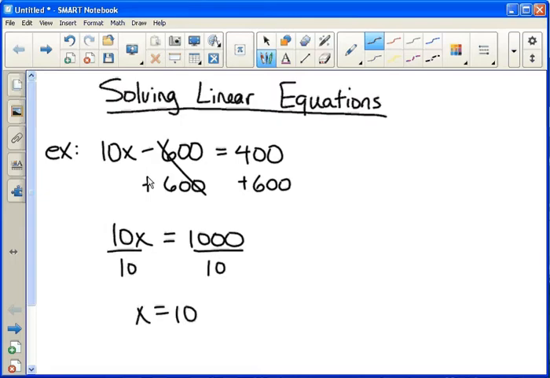The key when you're doing this is to work from the outside in. What's farthest away from x and then what's closest to x. The 10 is obviously much closer to x since it's being multiplied by it than that negative 600 is. So I had to take care of the negative 600 first and move it before I could take care of the 10.